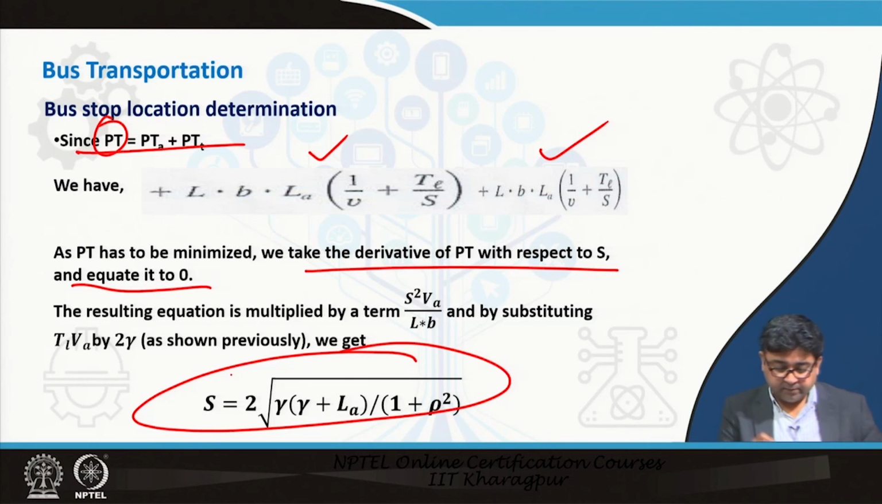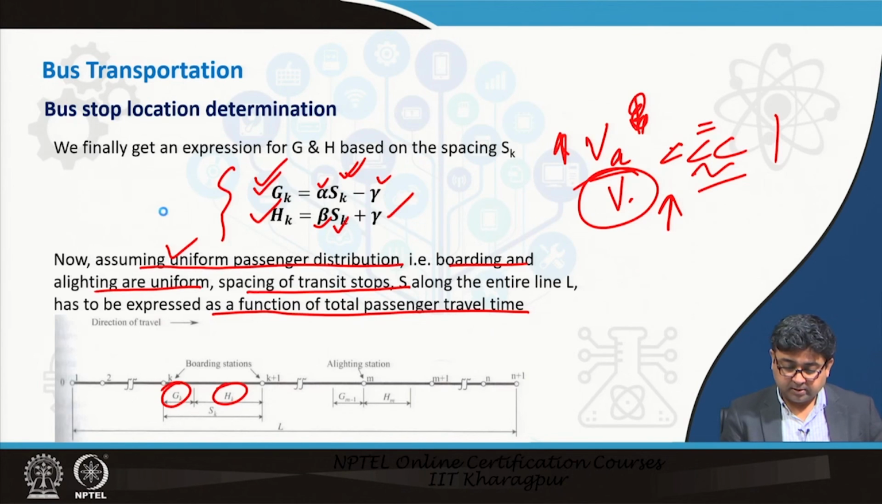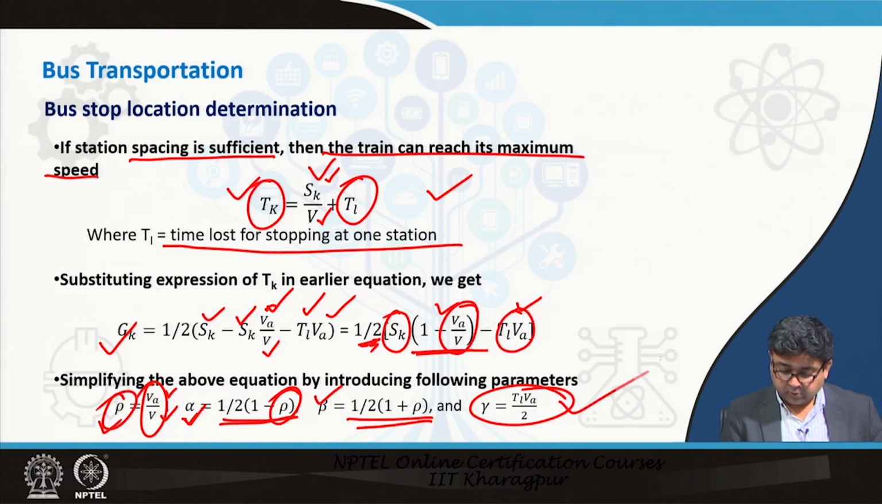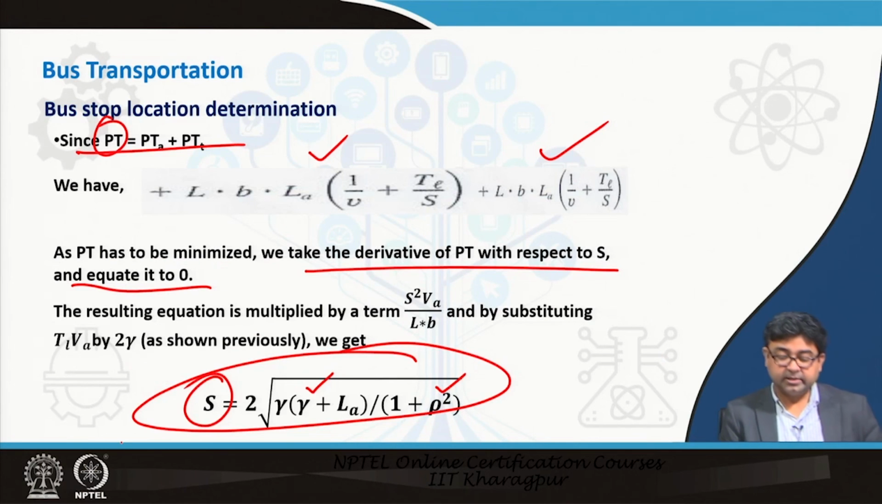is in terms of rho and gamma, and rho and gamma, as you already have seen, are in terms of T L, V A, and so on. So, you already know all these values, what is the lost time, what is the access speed, and so on and so forth. So, now we have developed the spacing between stations in terms of certain metrics that you can calculate on the field. If you calculate those metrics, you can determine the spacing.